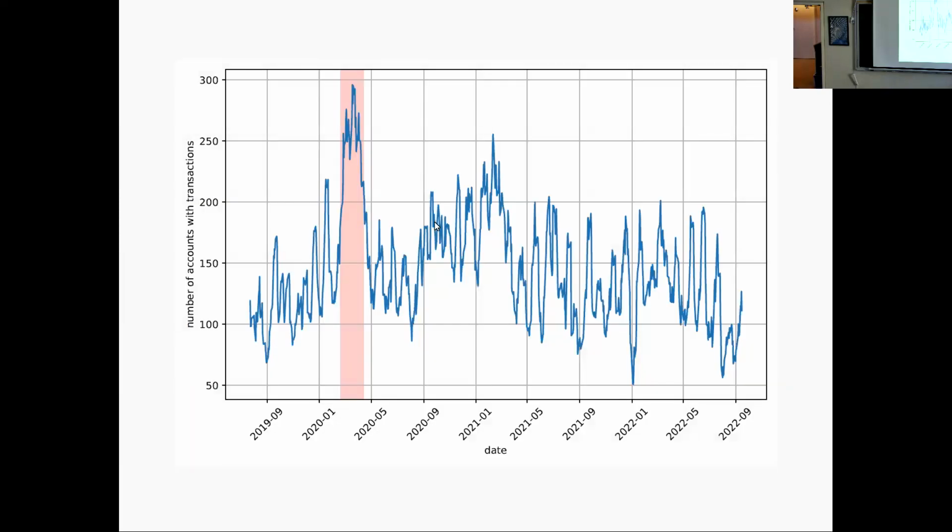Okay, and if we analyze the number of accounts with transactions for each day on these plots, the shaded area is the COVID market crash. We see that a lot more clients decide to rebalance their account during a market crash. So that means at least some investors react to a sudden market movement.